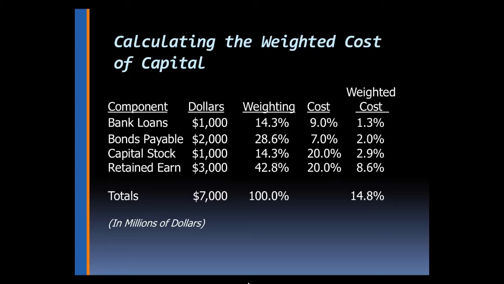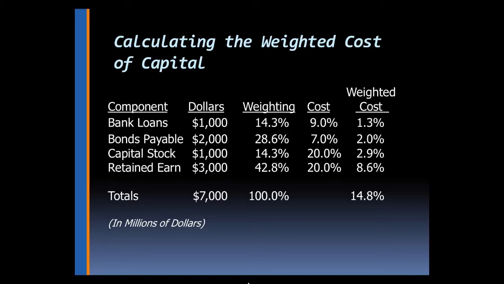Now, each of those components has a cost. For example, the cost of your bank loan would be the interest rate you are paying. The cost on your bonds payable could be what you're paying in interest on the bonds. If you have preferred stock in here, it could be the preferred stock dividend rate.